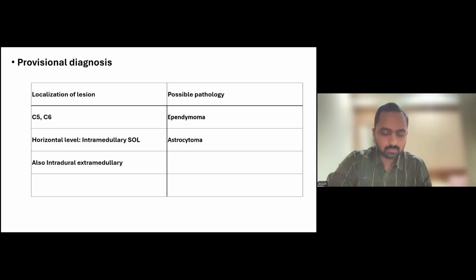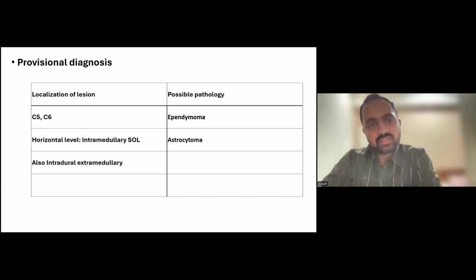Now the point is, why has she localized at the C5 C6 level? What are the points in favor of the C5 C6 level? From the history, the patient was having difficulty. On examination, the reflexes are exaggerated. The biceps reflex, the triceps reflex, and all these reflexes are exaggerated. Ayush, if the biceps reflex is exaggerated, then the pathology would be at what level?